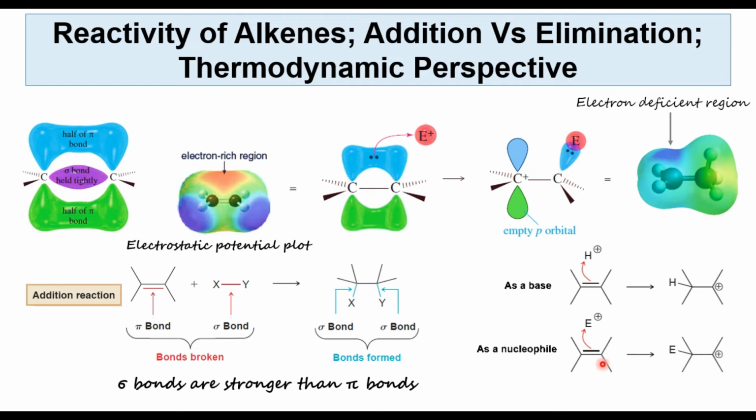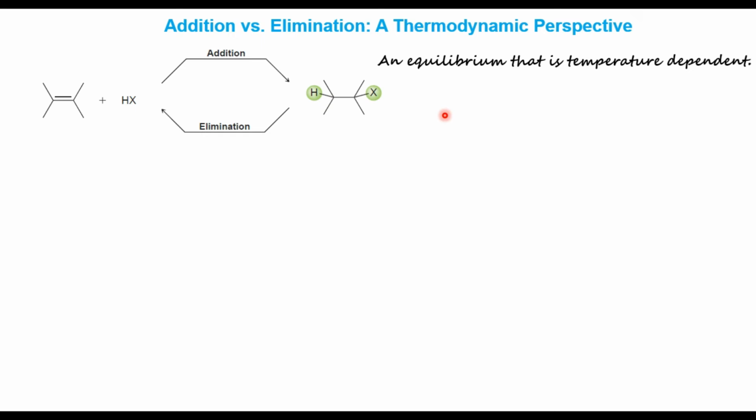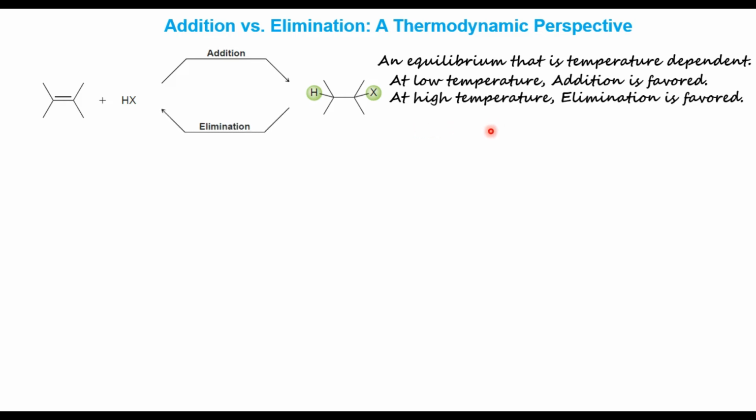In many cases, an addition reaction is simply the reverse of an elimination reaction. These two reactions represent an equilibrium that is temperature dependent. Addition is favored at low temperature, while elimination is favored at high temperature. To understand the reason for this temperature dependence, recall that the sign of del G determines whether the equilibrium favors reactants or products. Del G must be negative for products to be favored, while if the sign of del G is positive, reactants are favored.